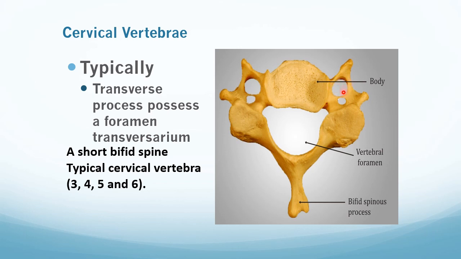This indicates that this vertebra is a cervical vertebra. The spine is bifid. Sorry, these are the characters of a typical cervical vertebra. The atypical cervical vertebrae include the first, second, and seventh cervical vertebrae, while the third, fourth, fifth, and sixth are typical cervical vertebrae.